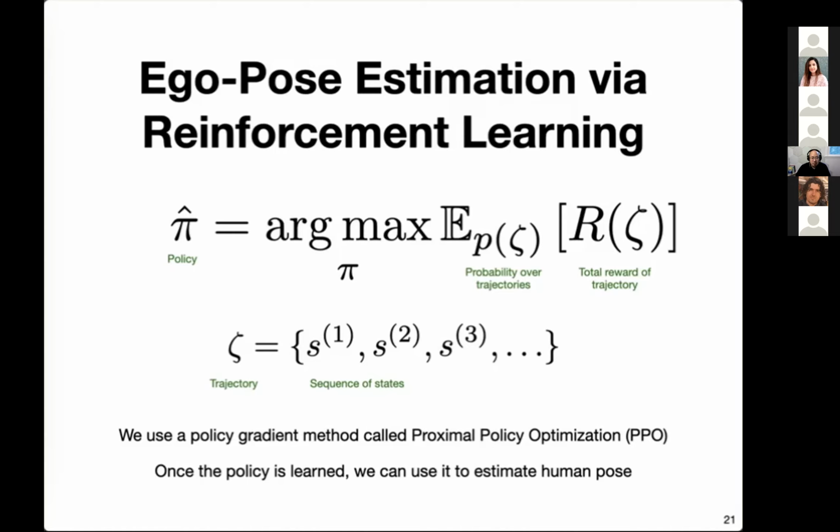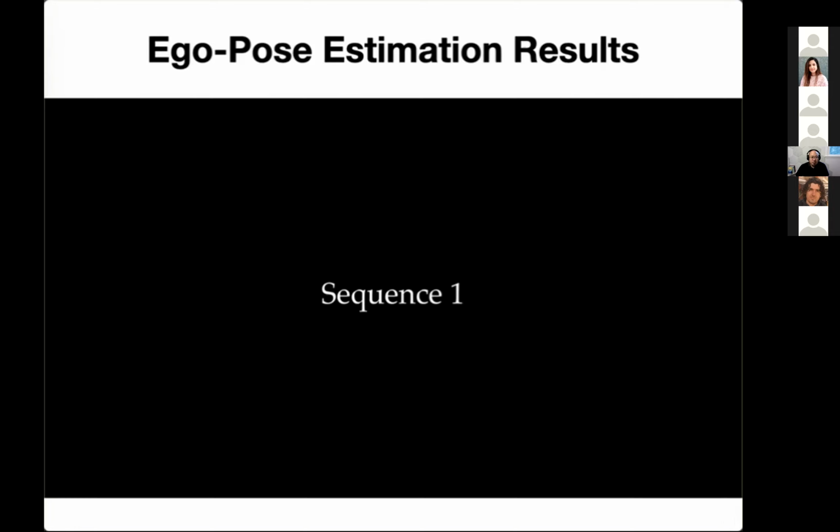And in this paper, we use something called PPO. Once the policy is learned using PPO, we can use it to estimate human motion. In other words, you give it a state, an image, and it will estimate what the pose is for each time step. All right, let me show you a video of the result.